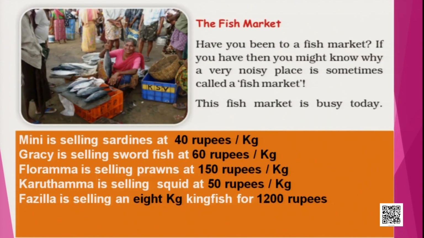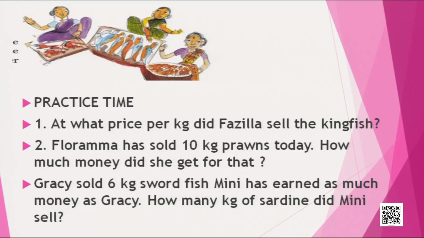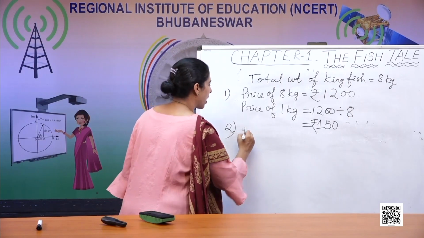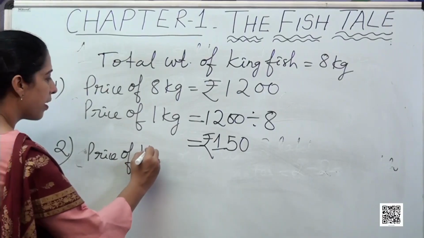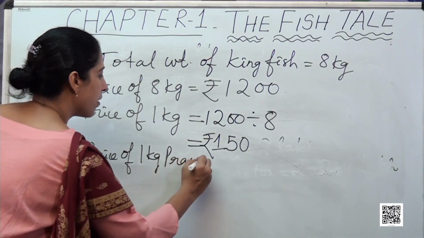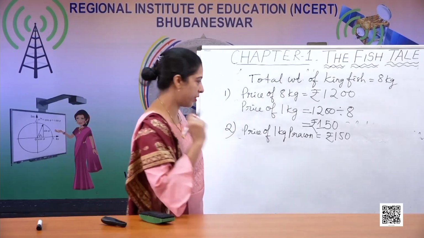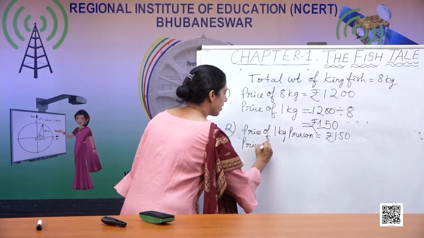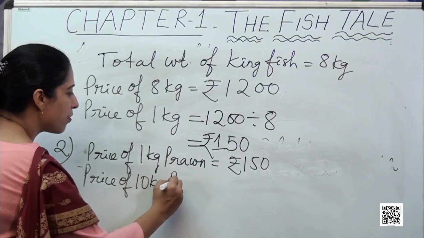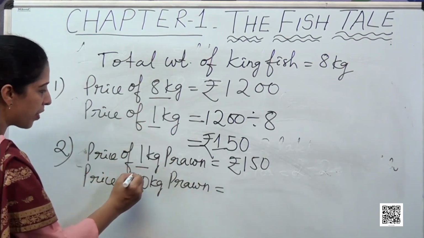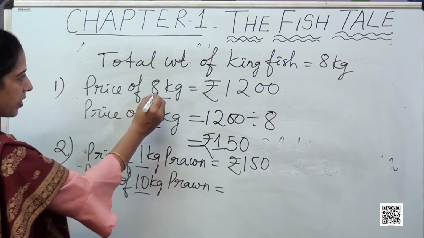From the previous one, we saw that Floramma is selling prawns at rupees 150 per kg. So if she sold 10 kg of prawn, the price of 1 kg prawn is equal to 150 rupees. Now she sold 10 kgs of prawn, so the price of 10 kg prawn is equal to... now see the difference, children. Here you are finding from many to one. Here you are finding from one to many. This is one, this is many, this is many, this is one.